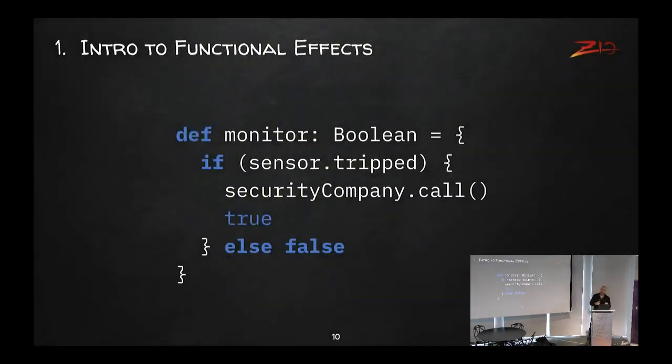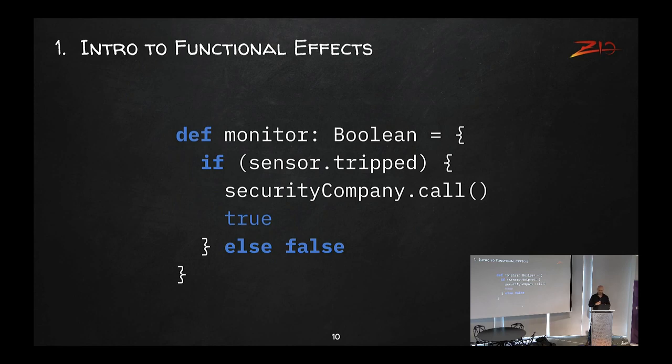I'll give you a very simple example of a little program here that has effects in it. It's actually doing stuff. And this is not a value right now. This is a side-effecting procedure. It's a method called monitor, and what it does is it checks to see if a sensor was tripped. And if it was tripped, it calls the security company, returning true. Otherwise, if the sensor was not tripped, it returns false.